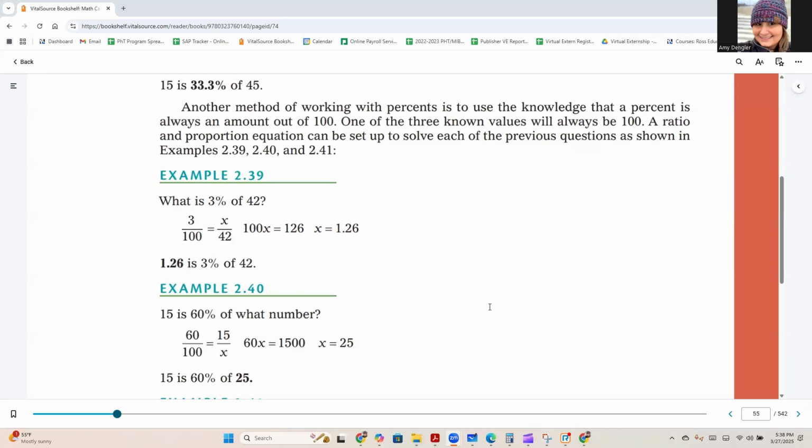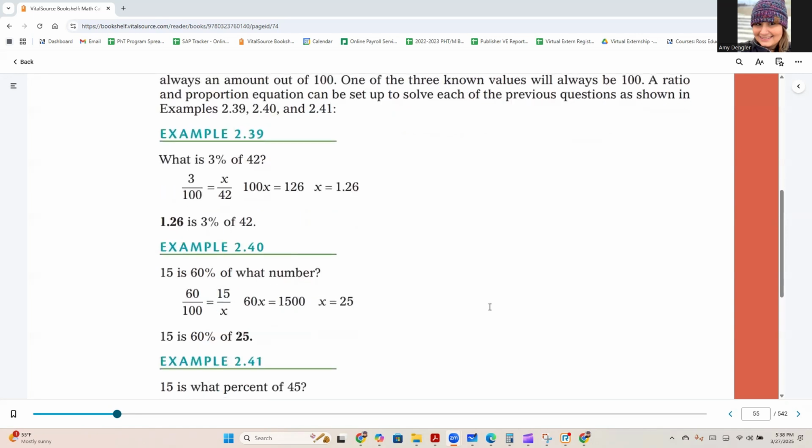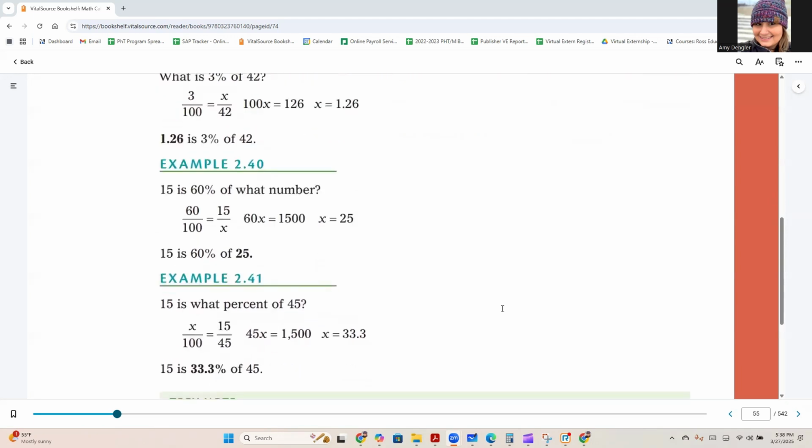Another method of working with percents is to use the knowledge that a percent is always an amount out of 100. One of three known values will always be 100. A ratio and proportion equation can be set up to solve each of the previous questions as shown in the examples below. So you can see them there. We won't work them out again. They're the same answers.